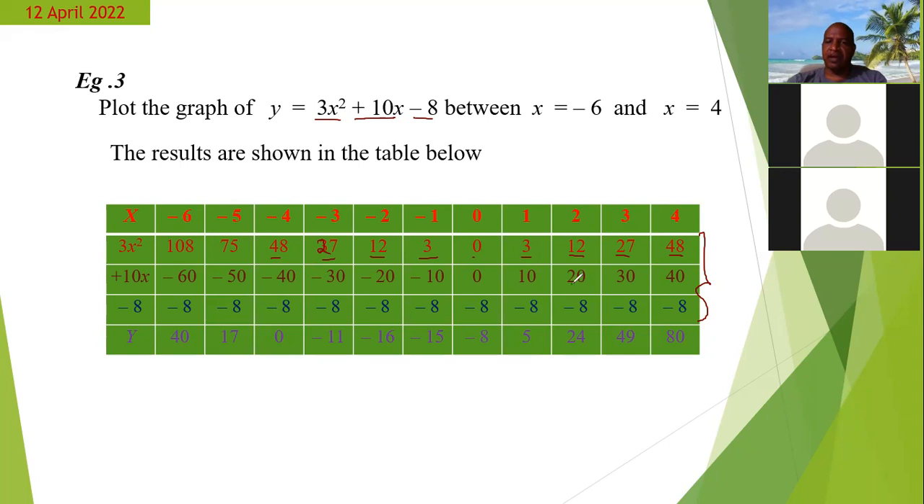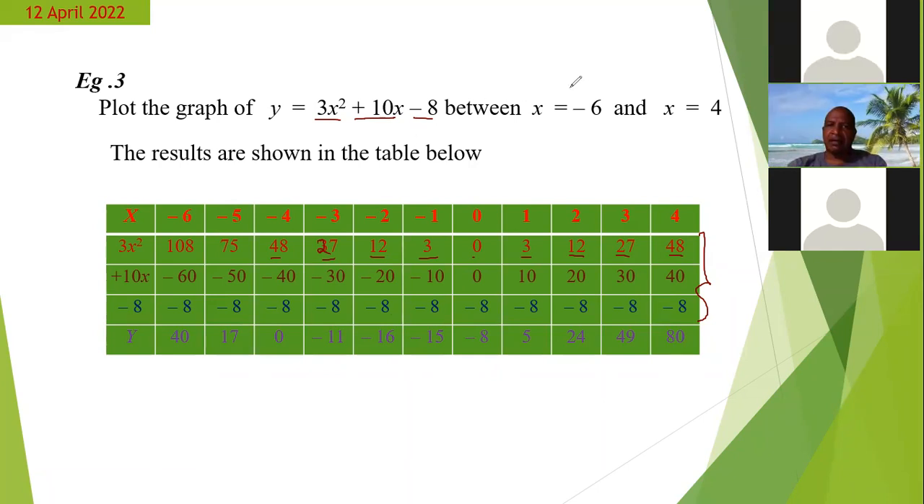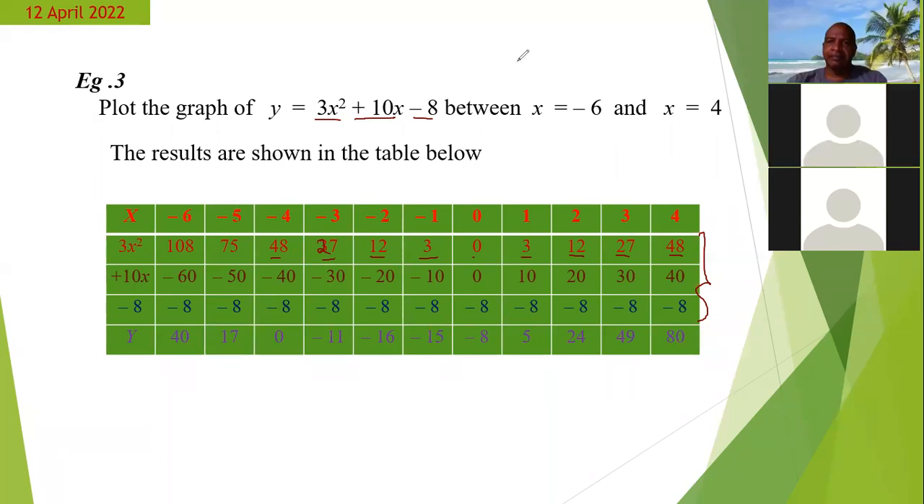Next column, we have positive 12 with positive 20, that will be 32, minus 8, we get 24. Then we have positive 27 for the next column plus positive 30, that will give you 57, minus 8, we get 49. And then for the last column, we have positive 48 plus positive 40, that gives us 88, minus 8 will give us 80. All right, everybody verify that. Is the calculation okay? All right, thanks much, Ms. Cabrera. Ms. Cabrera, you verified it?